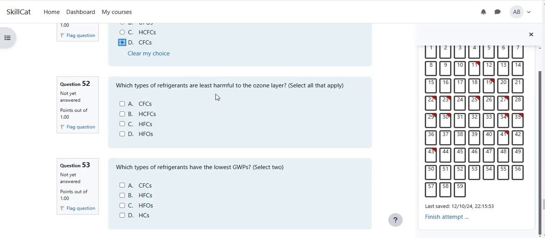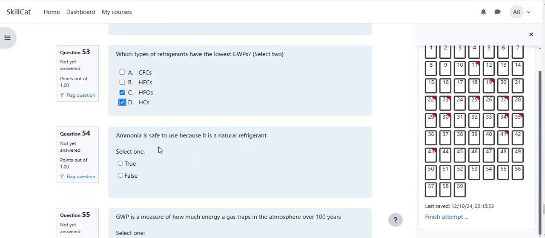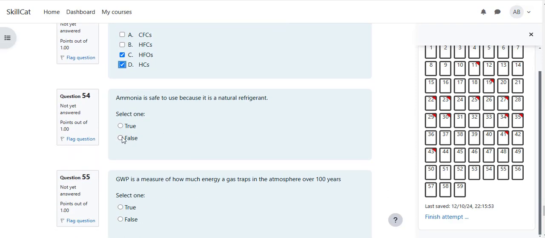Which type of refrigerant is least harmful to the ozone layer? Select all that apply. HFO and HFC, CFC, HFO only, I think. This least, this high, HCFCs, yeah, HFO. Which type of refrigerant has the lowest GWP? Okay, HFO and HCs.